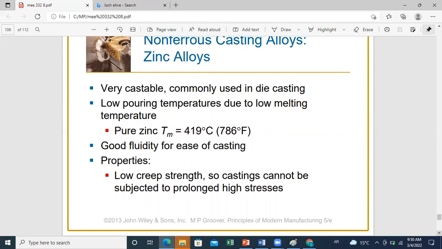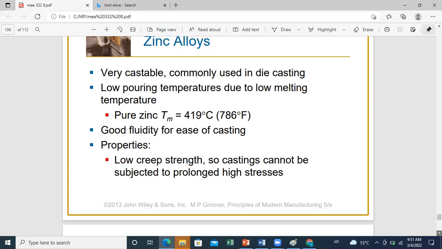And it has, as properties, low creep strength, so castings cannot be subjected to prolonged high stresses. So in this case, we should make sure that we don't exceed the allowable stresses, to not have creep and failure of the cast.